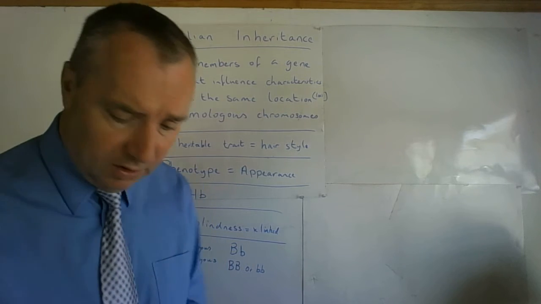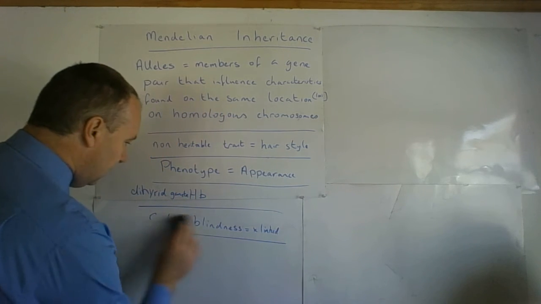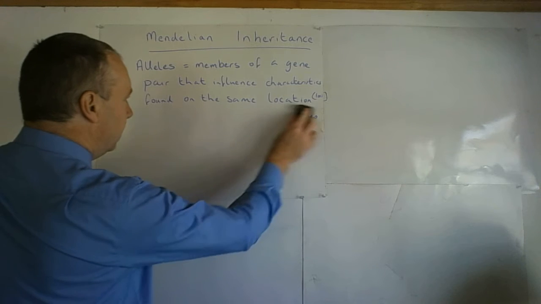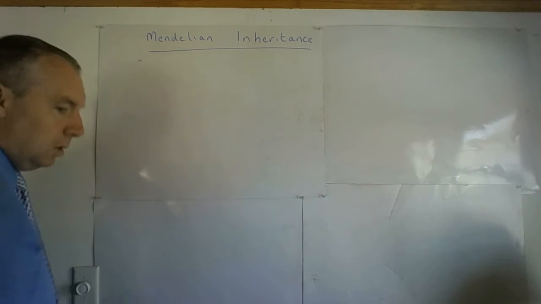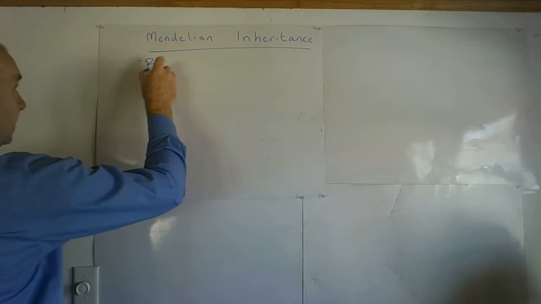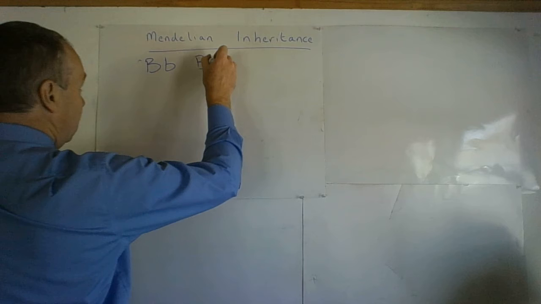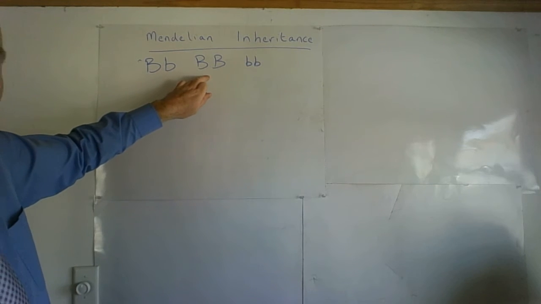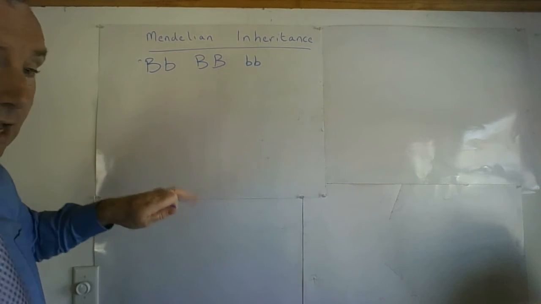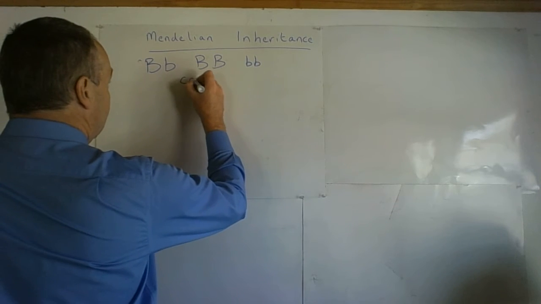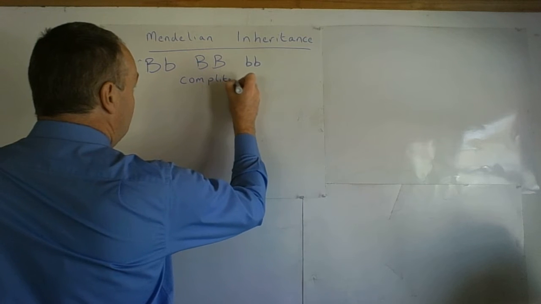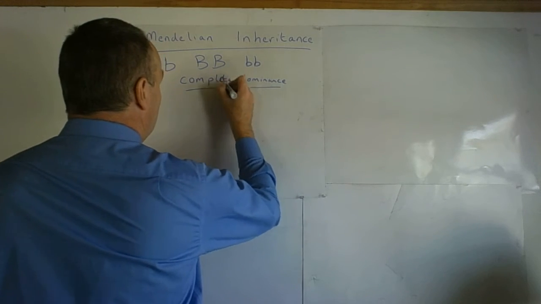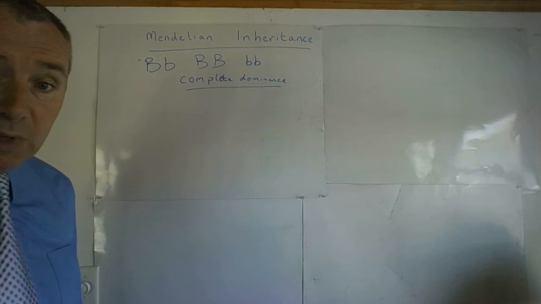Let's talk about a different pattern of dominance. What we've seen so far are something like this, or this, or this. We see recessive, we see homozygous dominant, we see heterozygous. We're talking about complete dominance in those cases. So complete dominance, and there's other types of dominance too.